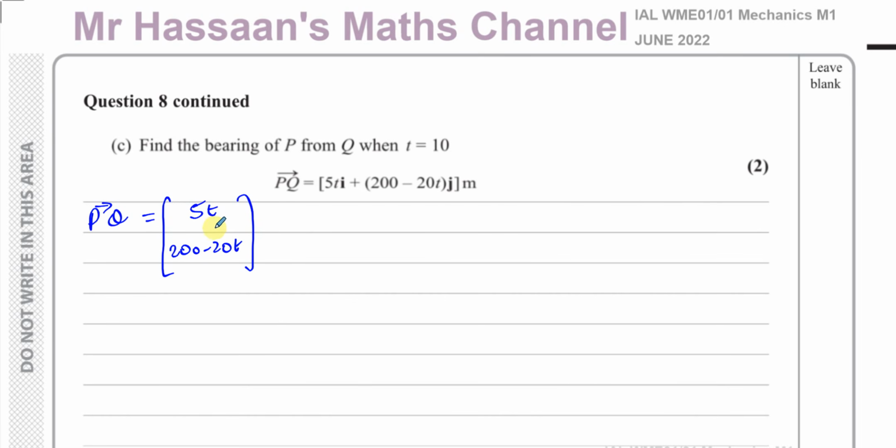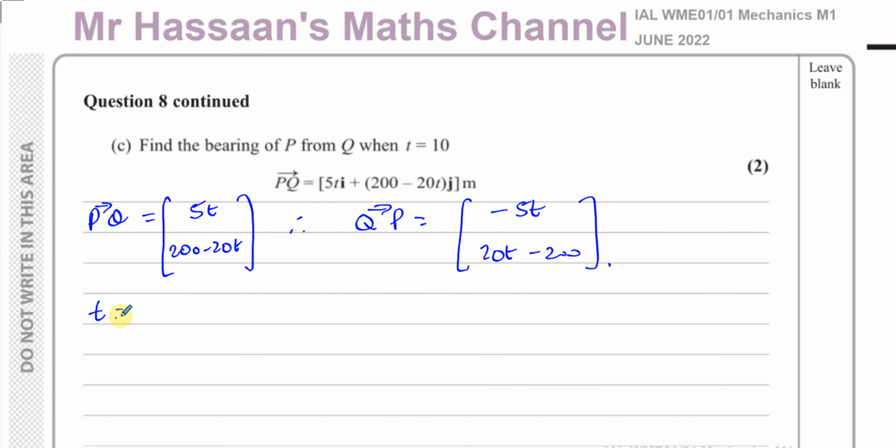If P to Q is 5t and 200 minus 20t, and we want the bearing of P from Q, then we can think about it as finding the vector from Q to P, and then the direction of that. Q to P is just the minus of this, the opposite direction. So it's going to be negative 5t for the i component, and 20t minus 200 for the j component.